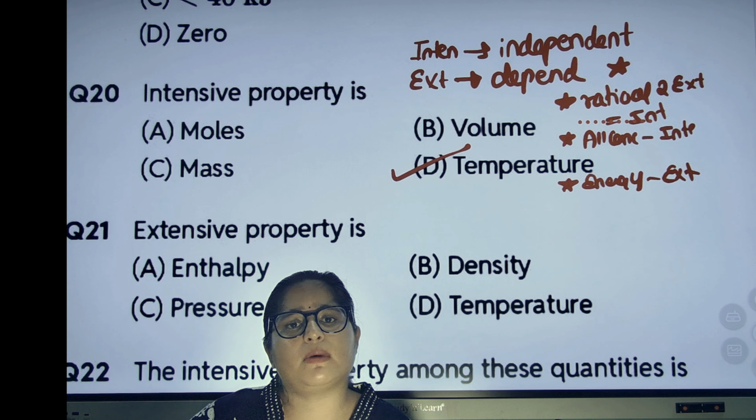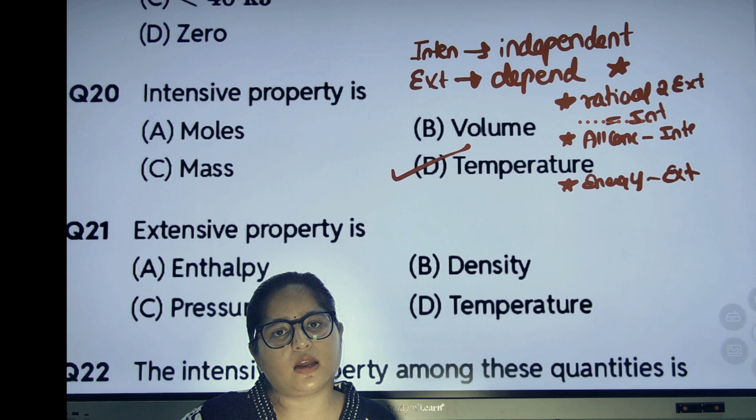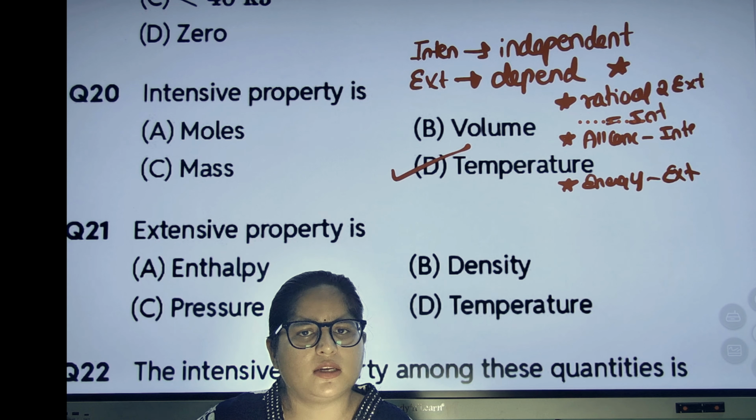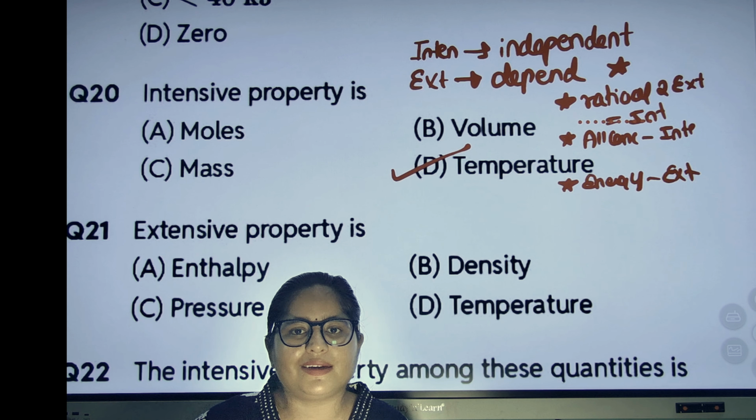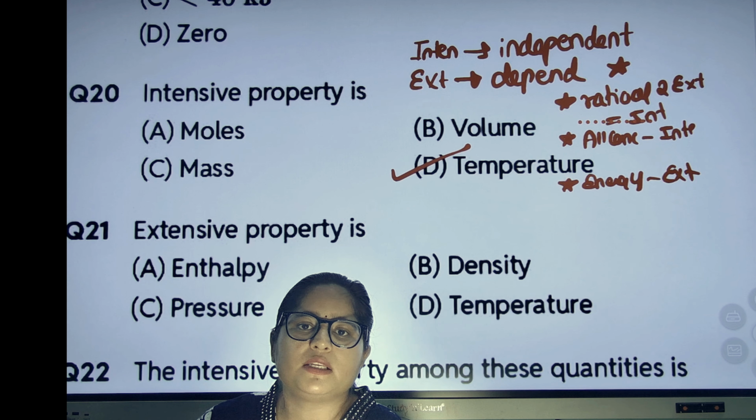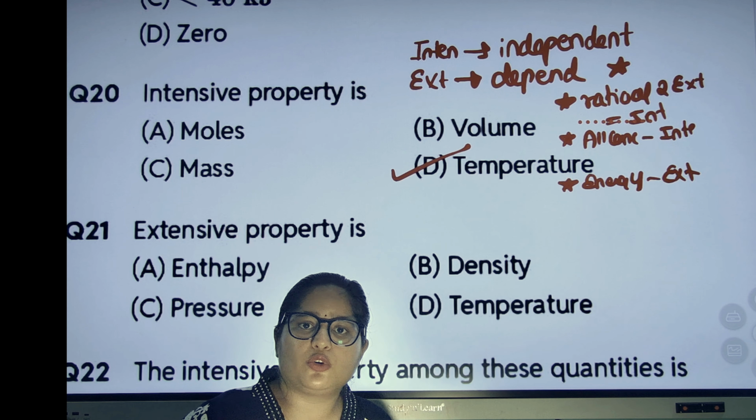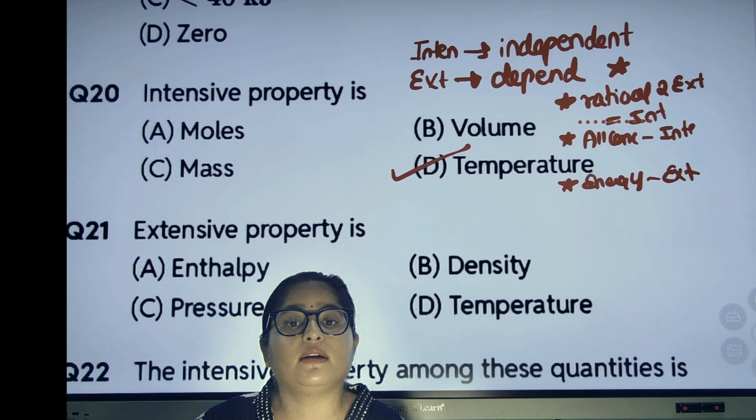Temperature: just imagine you have taken a cup of tea and the temperature is 20 degrees centigrade. If you split the tea into 2 cups, will it become 10 degrees centigrade? No, so the temperature will not change if you split into 2 halves, which means temperature is an intensive property.